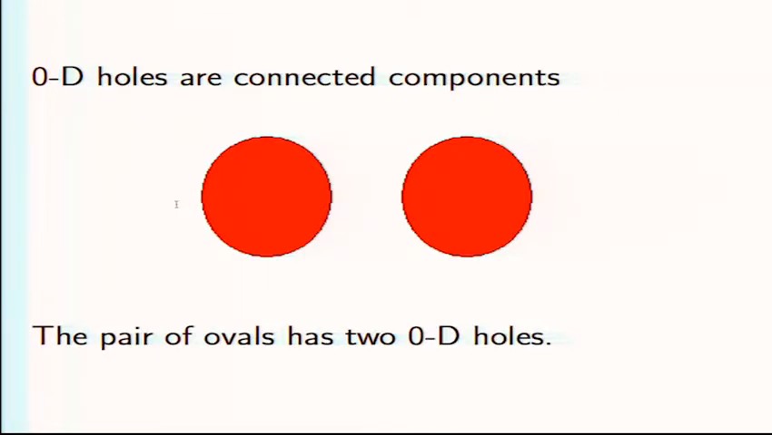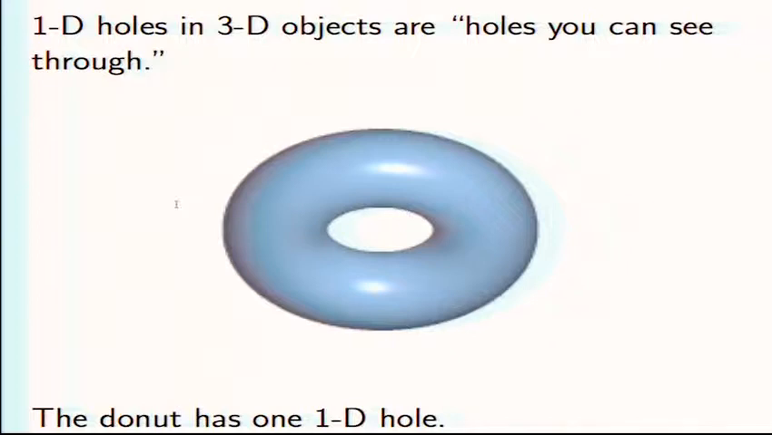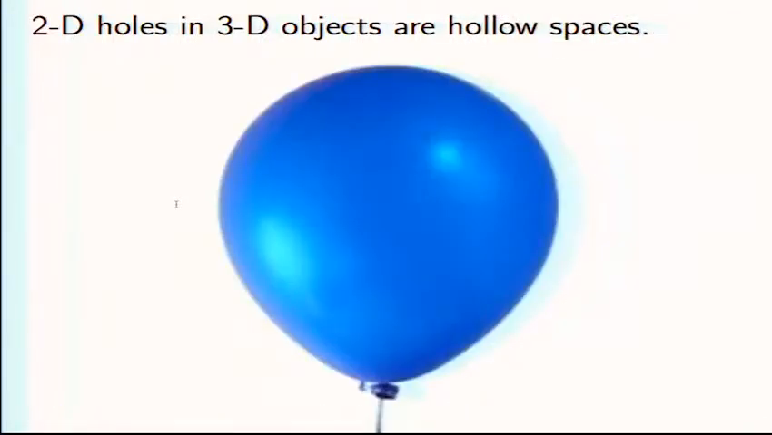All right, that's how we think of holes mathematically in this world, even though that's not always how we use the word holes in English. Secondly, a one-dimensional hole in a three-dimensional object is a hole that you can see through. So the donut we think of as having a one-dimensional hole, or a slice of Swiss cheese has many one-dimensional holes. And then a two-dimensional hole in a three-dimensional object is a hollow space.